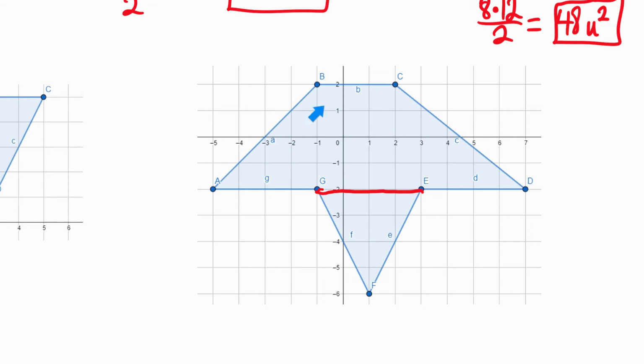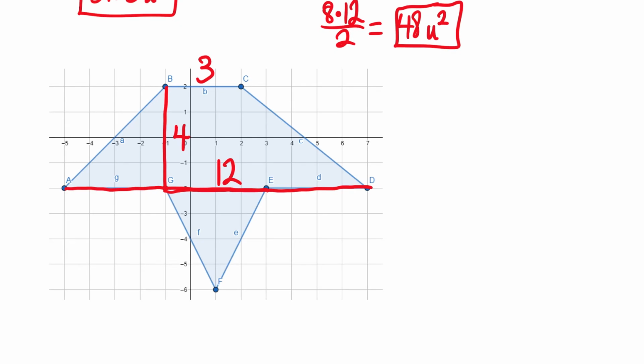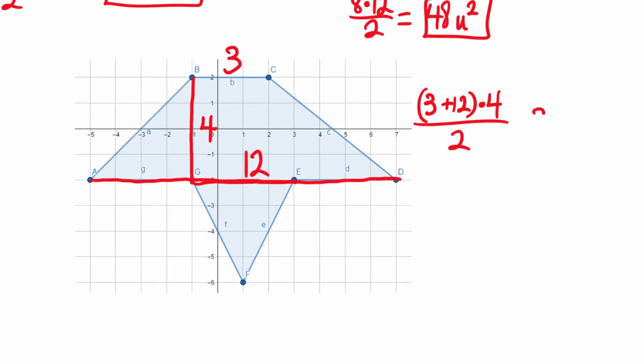So let's start off with the trapezoid up here. How long is this base of the trapezoid? 3 units. How long is this whole side? Good, that is 12. And then the height is what? Is 4. So let's go ahead and find the area of that first. It's base 1 plus base 2 times the height divided by 2. So 3 plus 12 in parentheses times 4 divided by 2. What does that give you? Okay, so 30 square units for that.